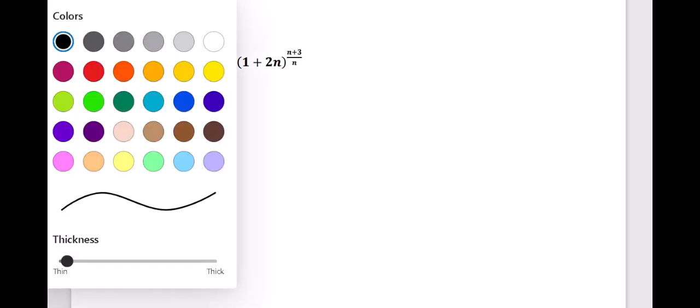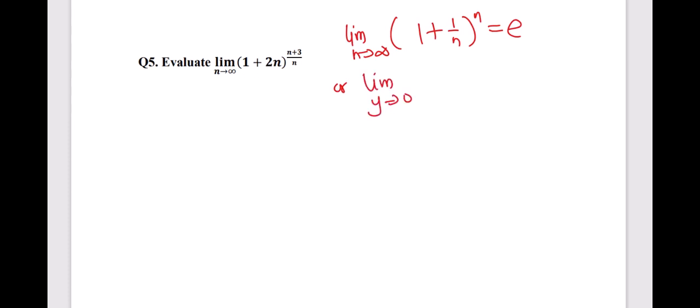Okay, so let's look at the last and final example on how to evaluate limits of sequences. Given that the limit as n goes to infinity of (1 + 1/n)^n equals e, or the limit as y goes to 0 of (1 + y)^(1/y) equals e. These two things, let's note them down.